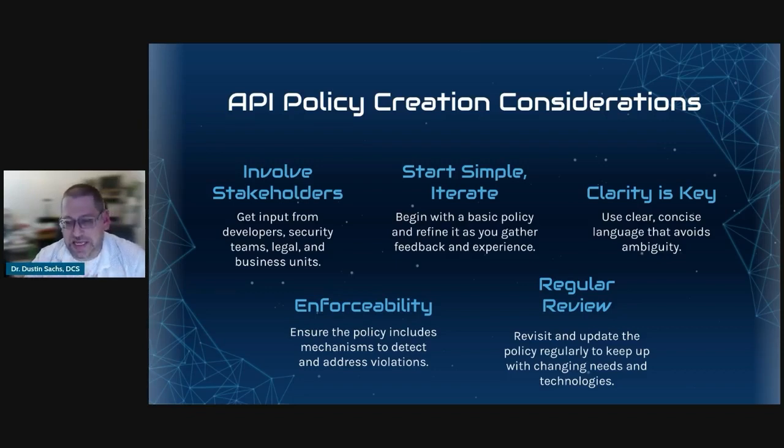The key things to consider if you're sitting here going, I'm going to come out of this conference and, Dan and Corey and all the speakers have convinced me my organization needs an API policy, and we've got to write this, and this is important. Here are the things to keep in mind. First of all, involve stakeholders. Get input from developers, security, legal, the business units. Don't build the policy in a vacuum.